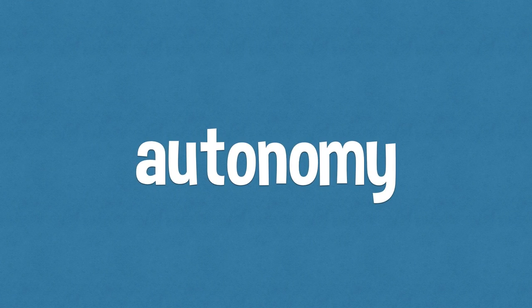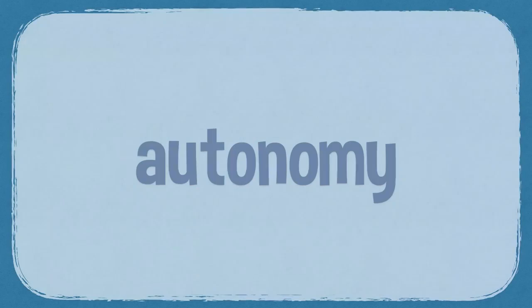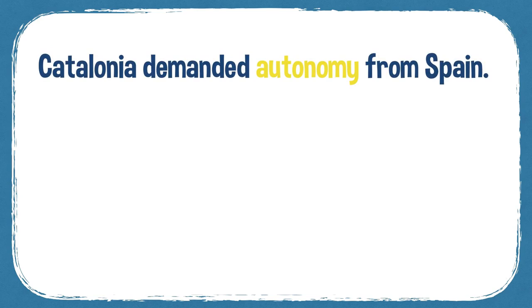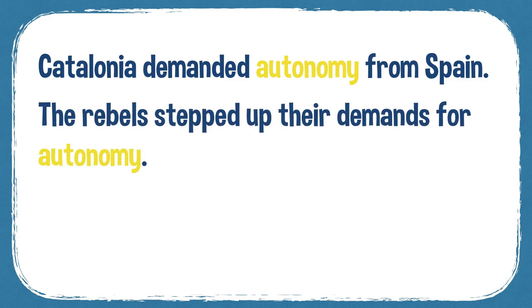Autonomy. In government, autonomy is when a country or a region controls or governs itself rather than by an external power. The word comes from, here you are, auto. At the start of the word, auto means self. So self-government. For example, Catalonia demanded autonomy from Spain. The rebels stepped up their demands for autonomy.